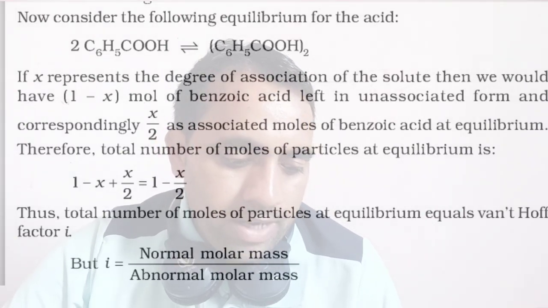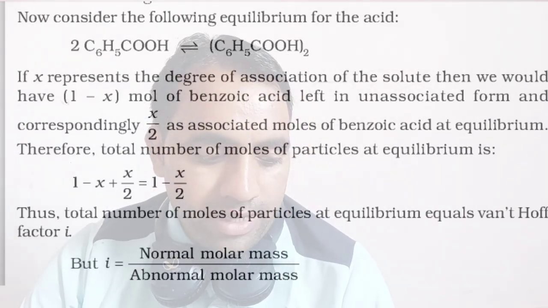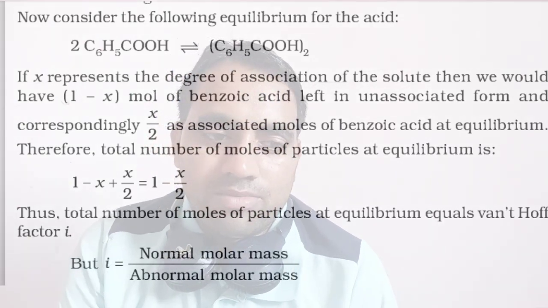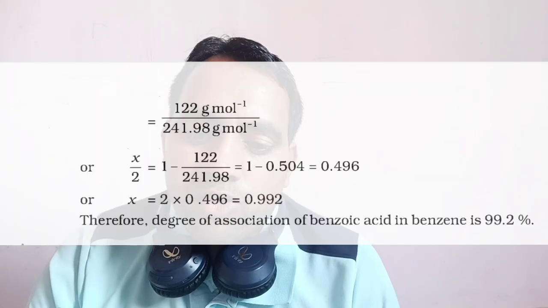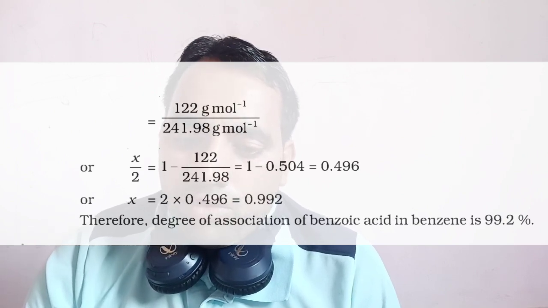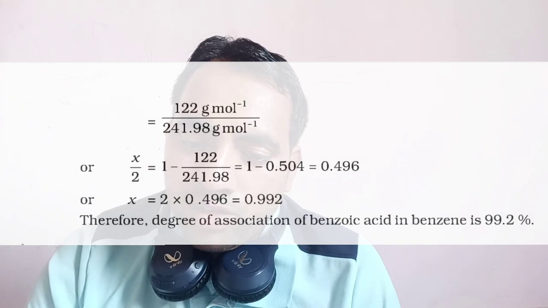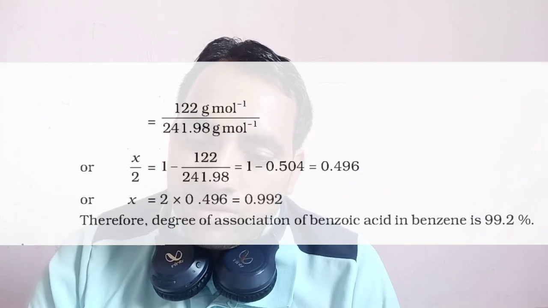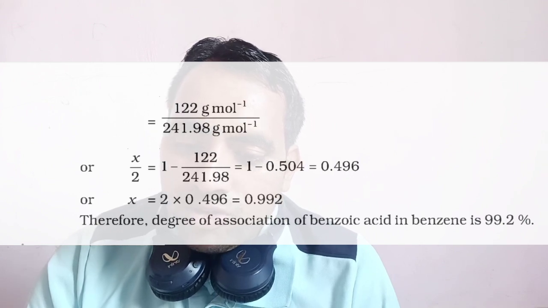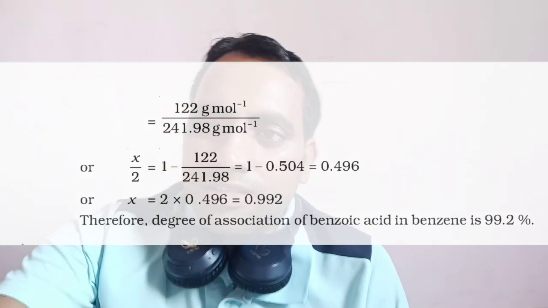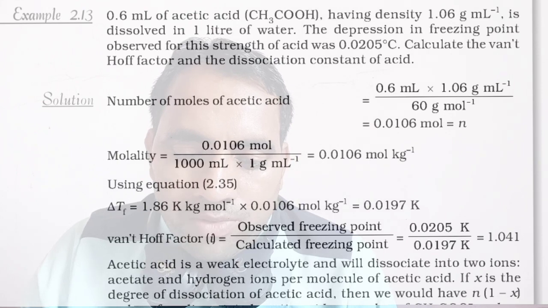Thus, the total number of moles of particles at equilibrium is equal to van't Hoff factor i. What is i? Normal molar mass upon abnormal molar mass, equal to 122 gram mole inverse upon 241.98 gram mole inverse. Or X/2 equal to 1 minus 122 upon 241.98, equal to 1 minus 0.504, equal to 0.496. X is equal to 2 into 0.496, so the answer will be 0.992. It means 99.2% association.